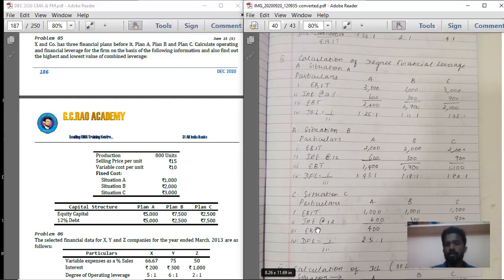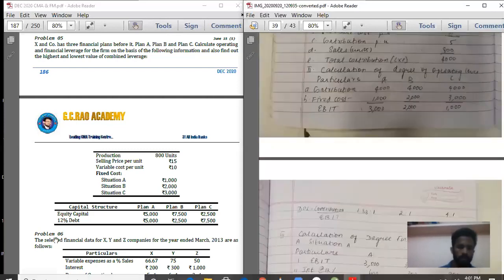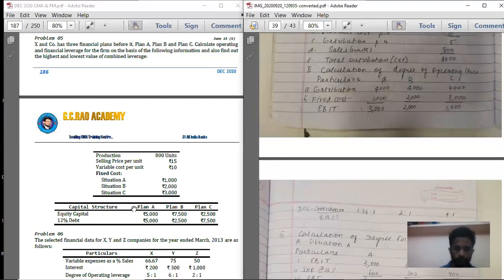Below that, under particulars, small Roman number 1, EBIT. So what is the EBIT which we calculated? Just copy the EBIT: 3000, 2000, and 1000. But see, for situation A, there are 3 fixed cost situations, whereas 3 capital structure situations. Here, situation A belongs to this plan A.